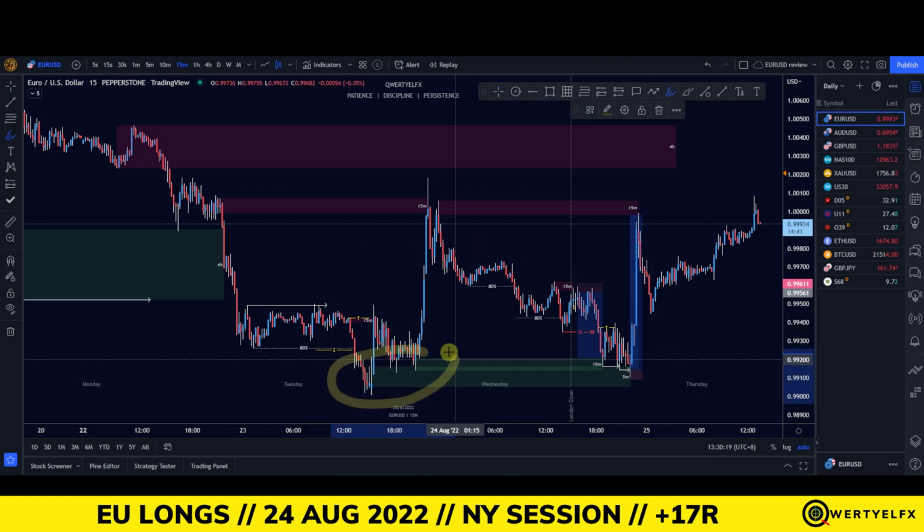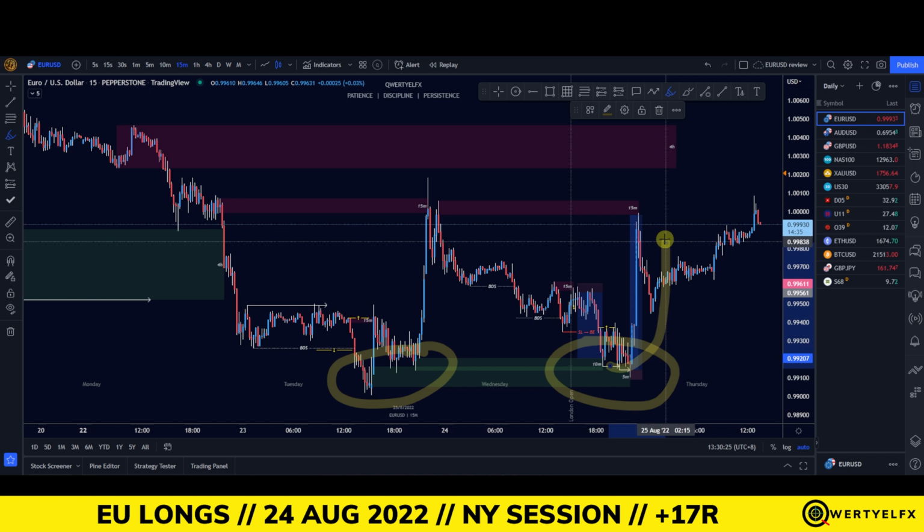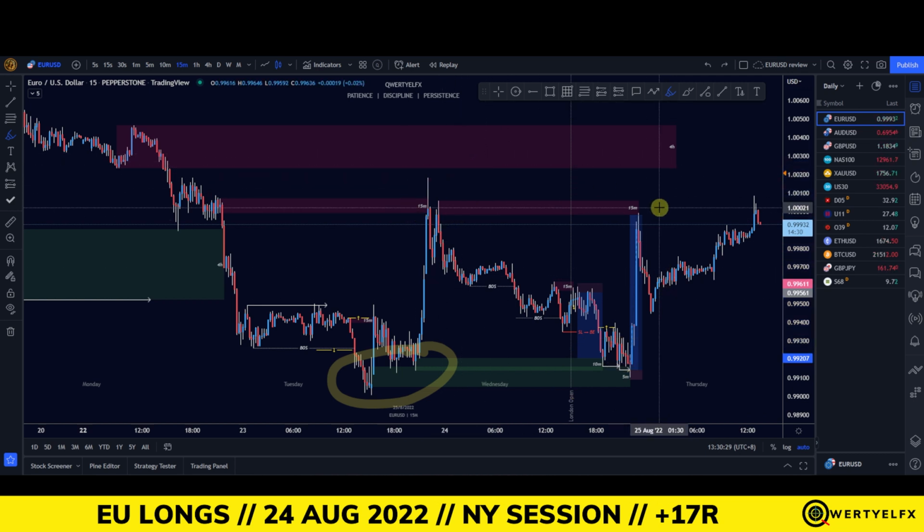So the reason why I was looking for longs during the New York session is because I understood that these lows over here were strong and they were unlikely to break. So we would hold these two demand zones and then look for longs back up towards these weak highs over here. So that was the idea behind the long trade, even though overall the higher time frame is bearish.